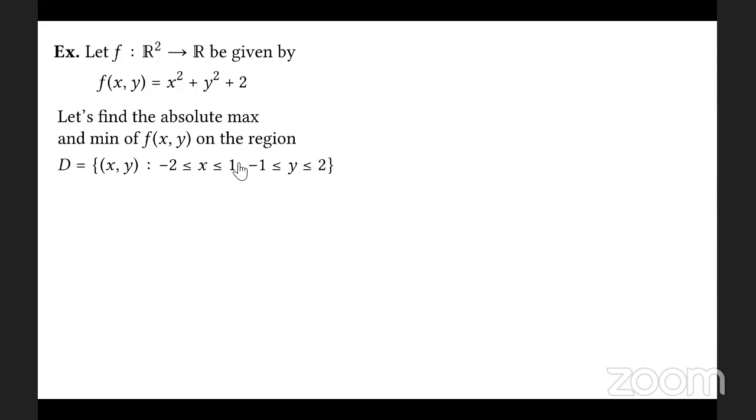So f is from R2 to R, and it's given by x squared plus y squared plus 2. We're going to find the absolute max and absolute min of f on this region here, D. So what I would recommend doing right off the bat here, do you guys have any guesses? What do you think I'm going to recommend? Yeah, draw a picture.